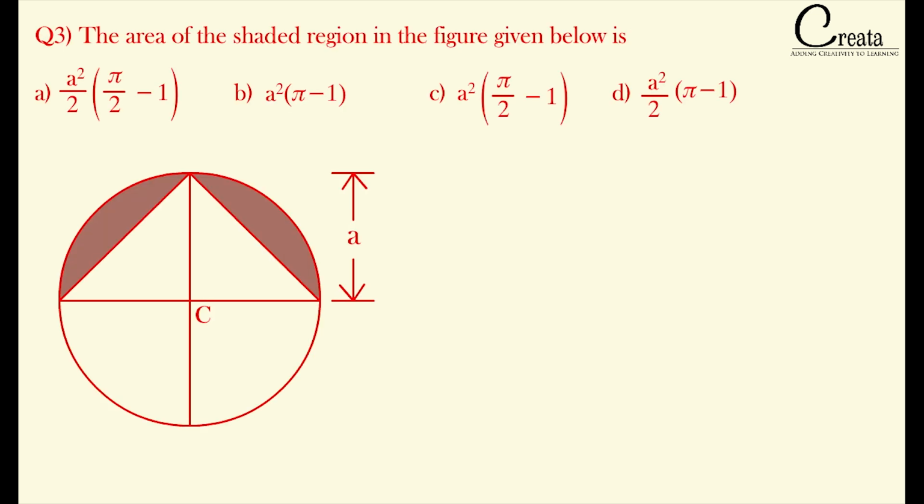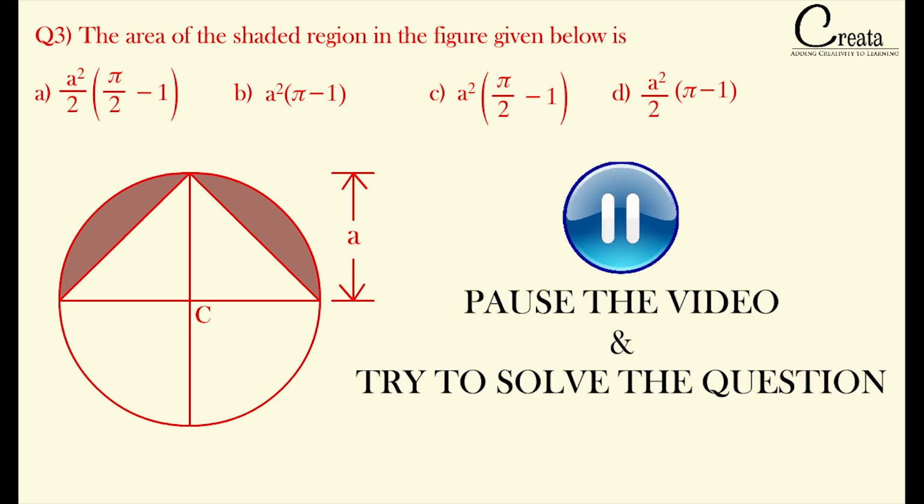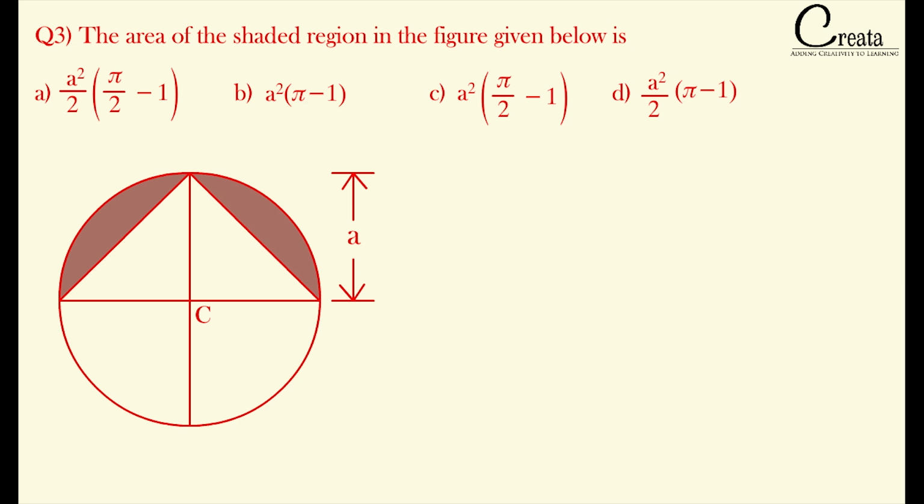The question is, the area of the shaded region in the figure given below is, 4 choices are given. Our first step, we will observe and visualize this question. So first of all, let's refer to this figure. A circle has been given and the radius of the circle is given as a unit. This dimension is a, means the radius of this circle is a. A triangle is formed inside this circle and we have to calculate the area of this shaded region. So let's proceed with the question.